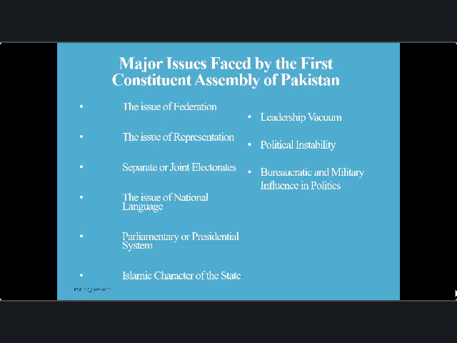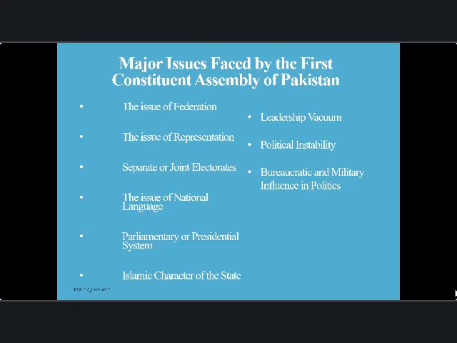In March 1949, the Constituent Assembly adopted the Objective Resolution, which attempted to reconcile these different viewpoints. Despite the Objective Resolution, debates about the Islamic character of the state continued throughout the constitution making process. The challenge was to balance Islamic principles with democratic governance and minority rights.